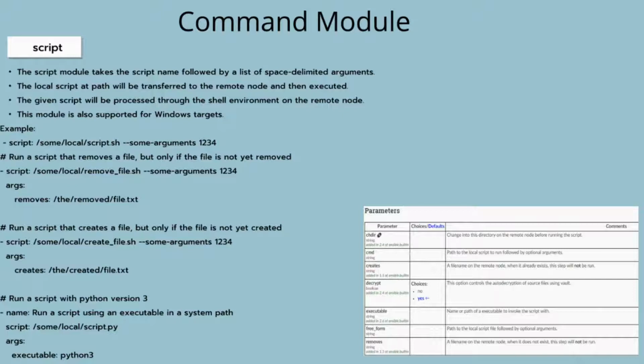I will simply call it using the script module, the Python script, and the argument, and in that there is a parameter called executable, and I will specify by which version I want that script to be executed. So here in this case, I'm executing using Python version 3. If you see on the right-hand side, it has the list of parameters like chdir, cmd, creates, decrypt, executable. Remember we talked about how I want to execute that script from which path. So it is mentioned here.